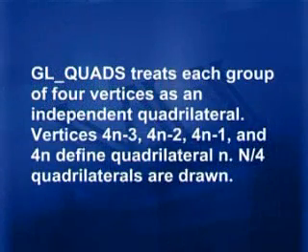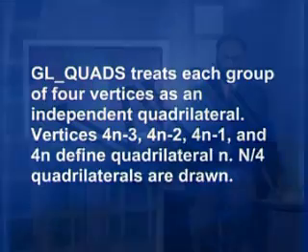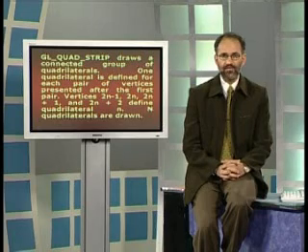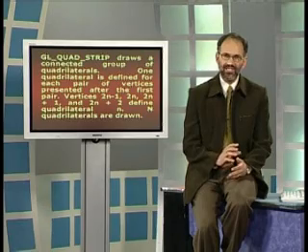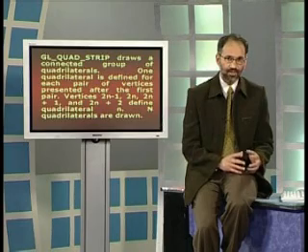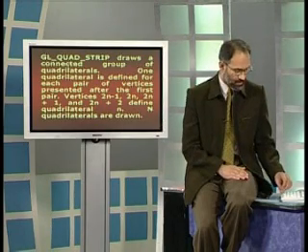Then in case of GL quads, it treats each group of 4 vertices as an independent quadrilateral. The vertices 4n minus 3, 4n minus 2, 4n minus 1 and 4n together define quadrilateral n. n by 4 quadrilaterals are drawn, and of course we are making use of 4 vertex values because it's a 4-cornered figure. GL quad strip accordingly makes use of the same idea to define strips of quads and makes use of consecutive vertex values to come up with the idea.